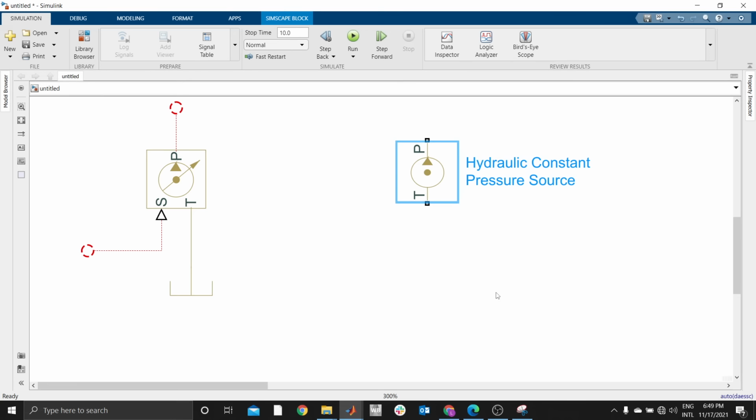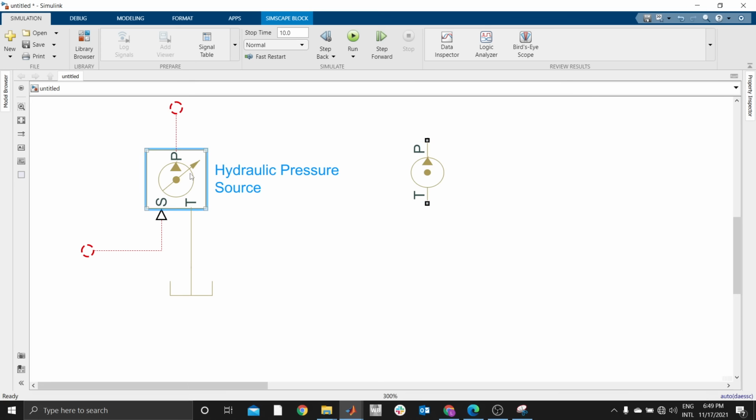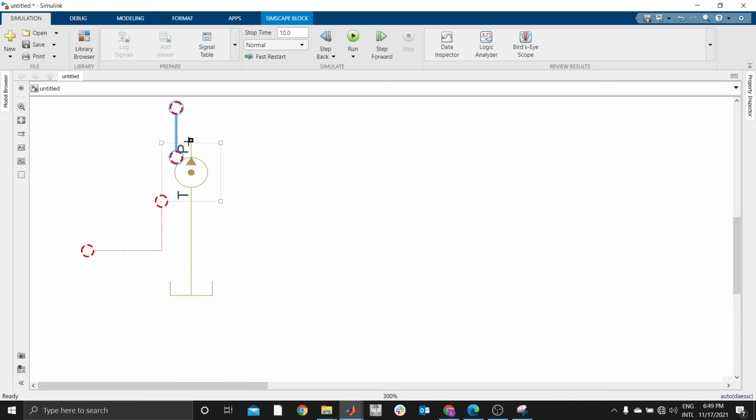You see the word constant here. Remember, this one is a pressure source, but it is 1 MPa. 1 MPa doesn't change, it is a constant. Therefore, delete that one and attach this one back. Yeah, we have to reconnect them. Therefore, this one I can delete. Understood?